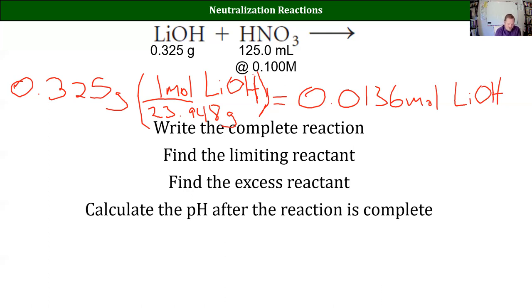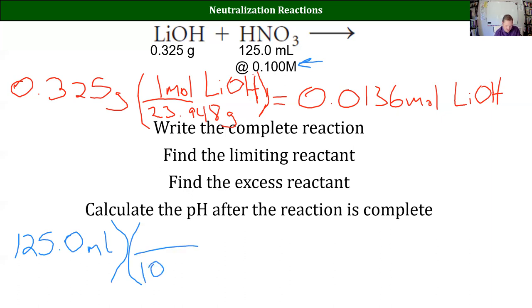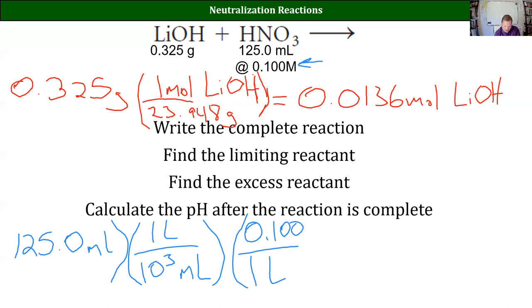And our process for the nitric acid is going to be very similar to what we had before, except we have a different concentration. So 125.0 milliliters, 1,000 milliliters is 1 liter, and 1 liter is 0.100 moles.